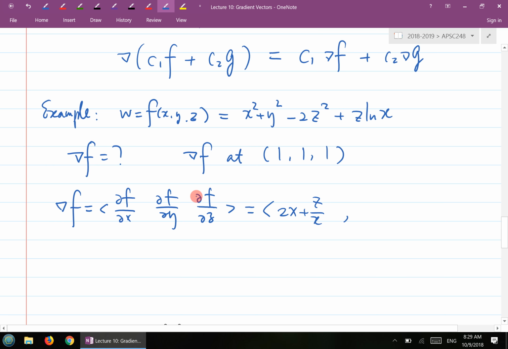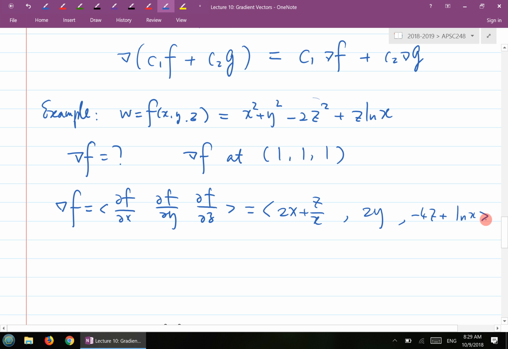The second partial derivative is with respect to y. That's simple, just 2y, because all the other terms have no y. Just this term has a y, y squared. The last partial derivative is with respect to z. You have a z over here, so negative 4z, and there's a z over here, so ln x. That's it. That's basically the gradient vector.